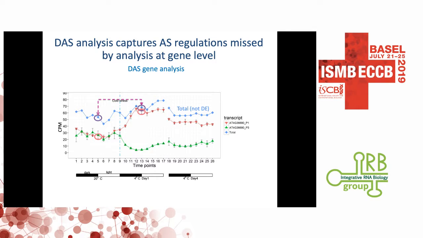The red and green lines indicate the abundances of 2 transcripts within a gene, and the blue line is the sum of these 2, which is the gene expression level. In this case, for some comparisons, you don't see differential expression at the gene level at all, but at the transcript level you see massive changes. This will not be captured if you only do differential expression at the gene level.